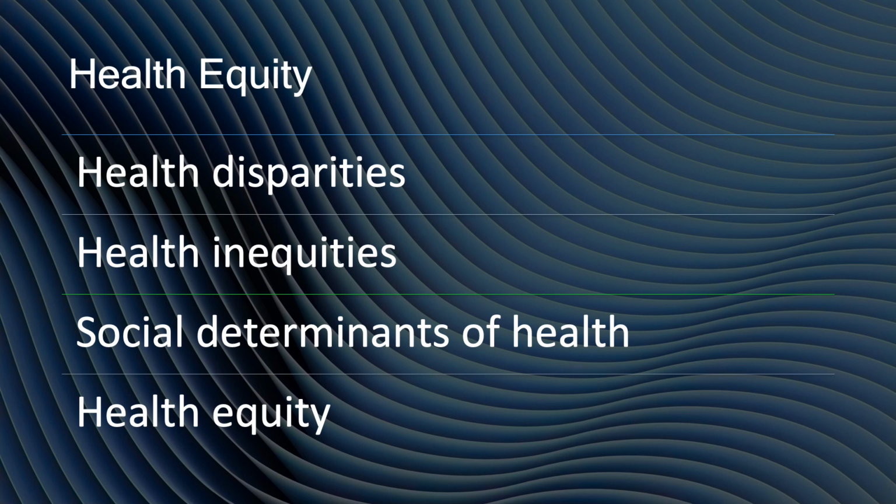Health inequities are differences in health status or in the distribution of health resources between different population groups. And this arises from social conditions in which people are born, grow, live, work, and age. As you can see, the social determinants of health play a very big role in creating health disparities and inequities, which in turn diminishes the attainment of health equity.